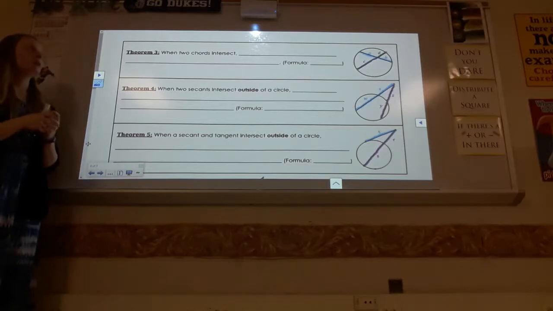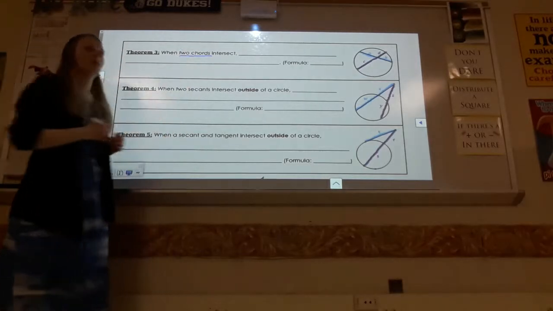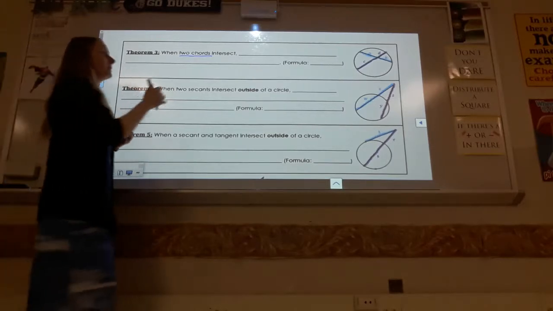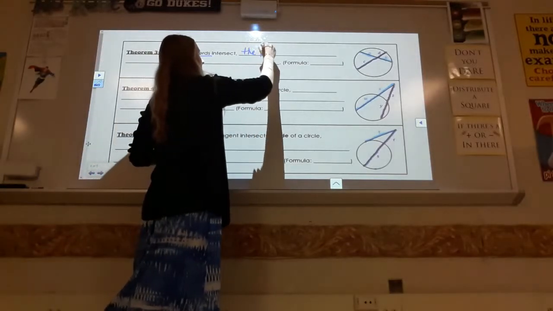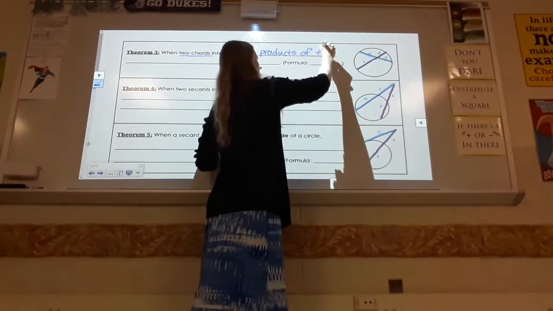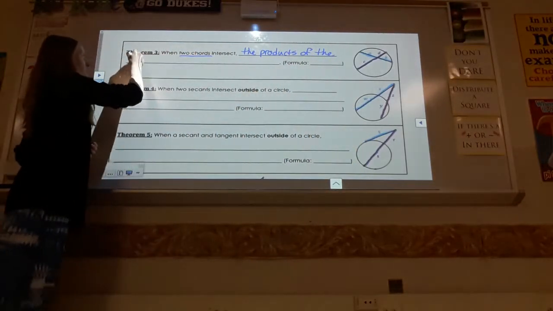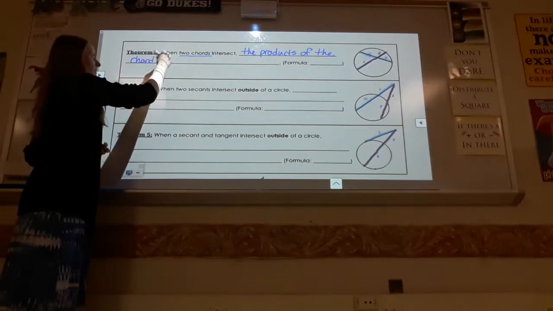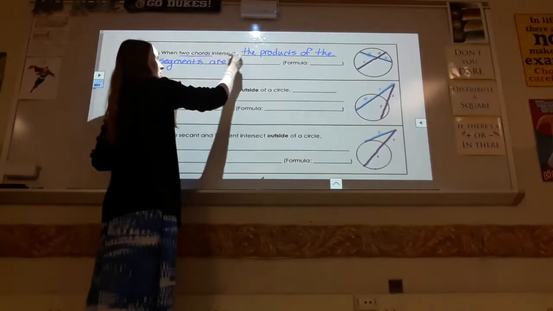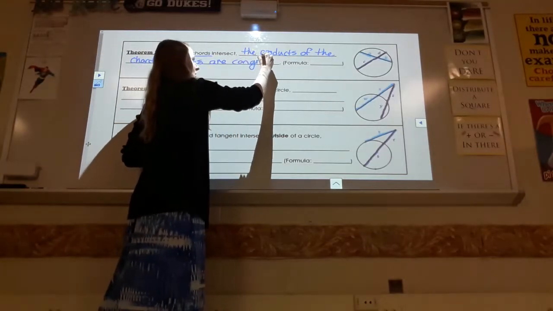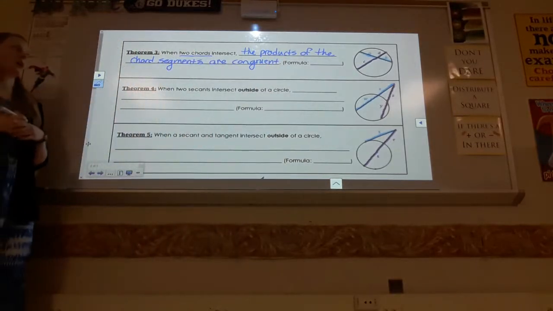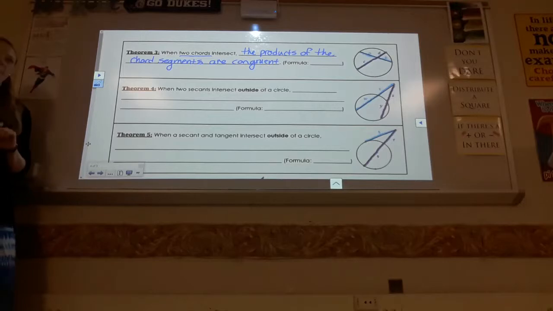So theorem 3 is when you only have chords. This says when two chords are intersecting, the products of the chord segments are congruent. This is a worded definition of the theorem. The products of the chord segments are congruent.